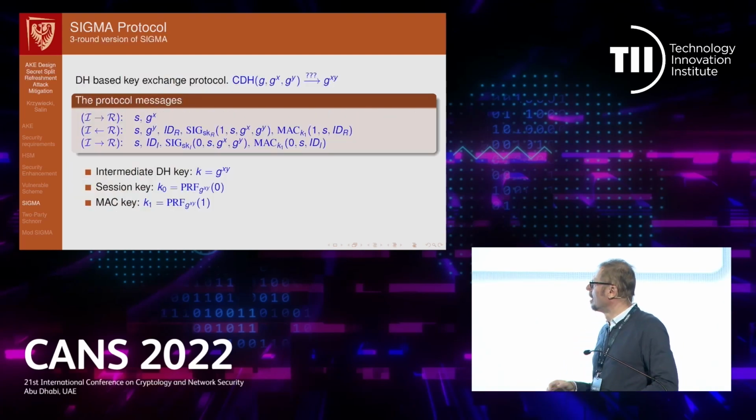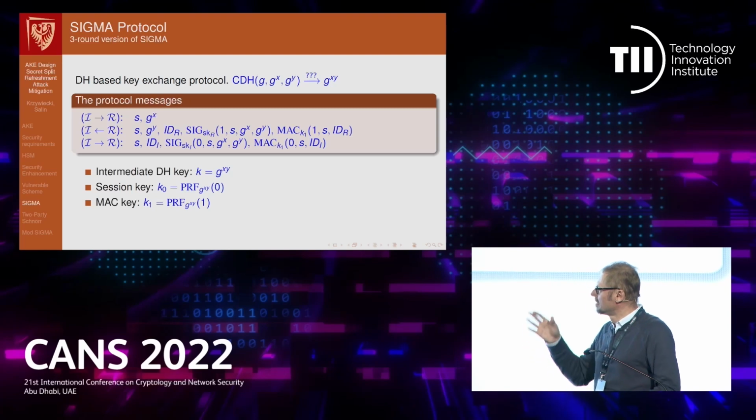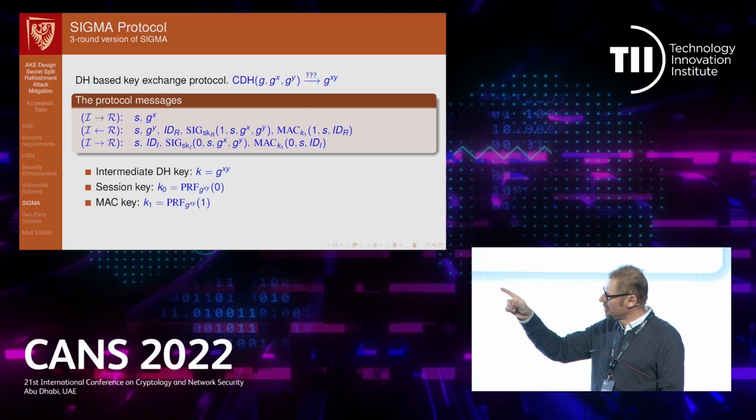So just to recall, the Sigma protocol is a Diffie-Hellman based protocol. Both parties, initiator and responder, coin their ephemeral keys. So X is an ephemeral secret key for the initiator, Y is an ephemeral secret key for the responder. So the initiator, after coining the session identifier, sends G to X to the responder. Then the responder sends back to the initiator the same session identifier, and sends Y in the exponent of G, so G to Y.